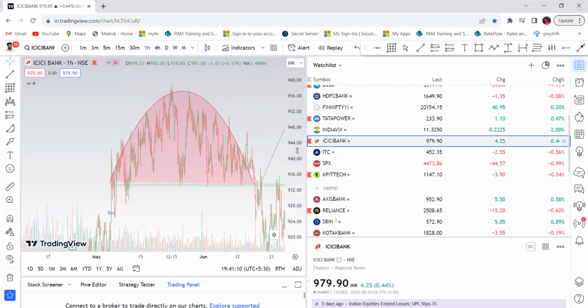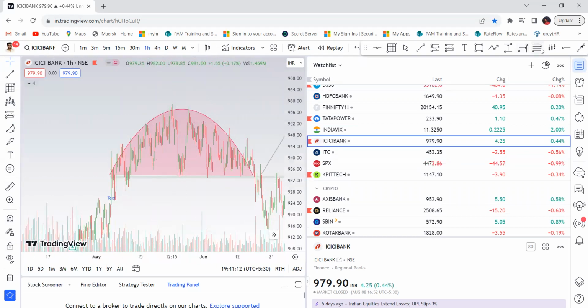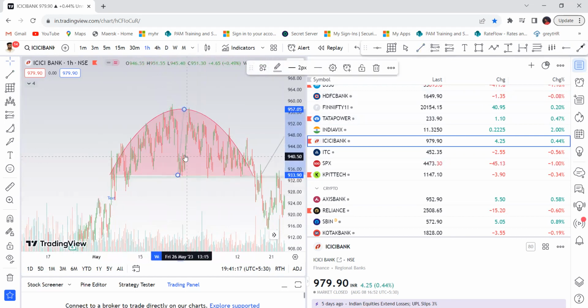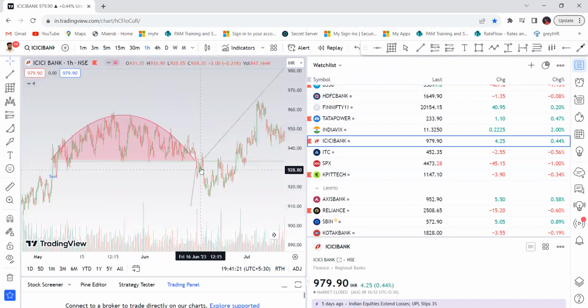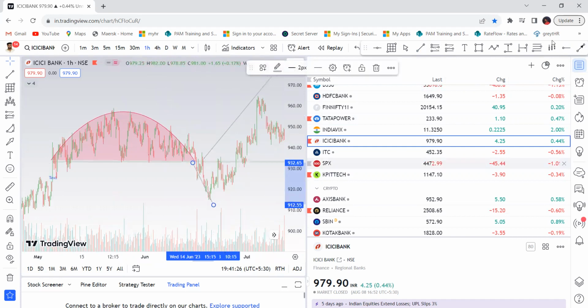So what will happen? Same like head and shoulder, the rounding top will be formed, and you measure the length here from here to here. There will be a support. Once that is broken, you mark the length here. So where exactly is it broken? See, the price has moved almost till here.